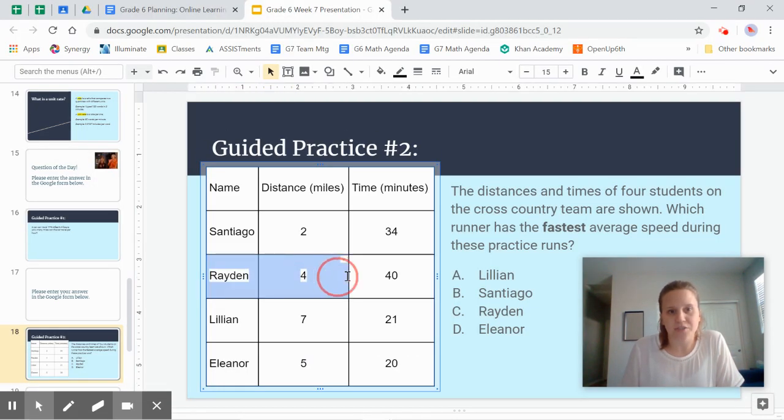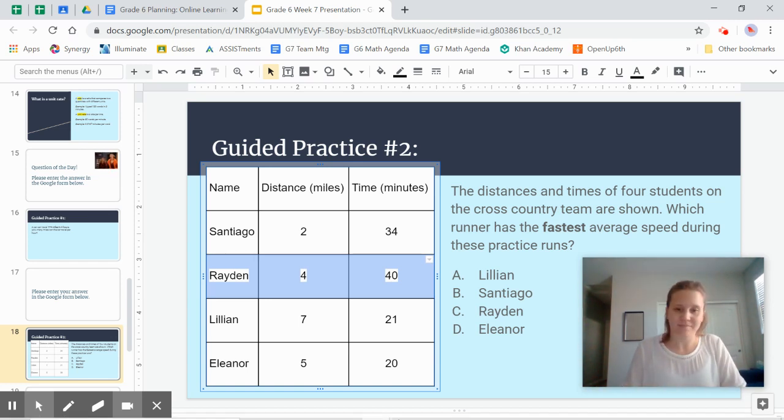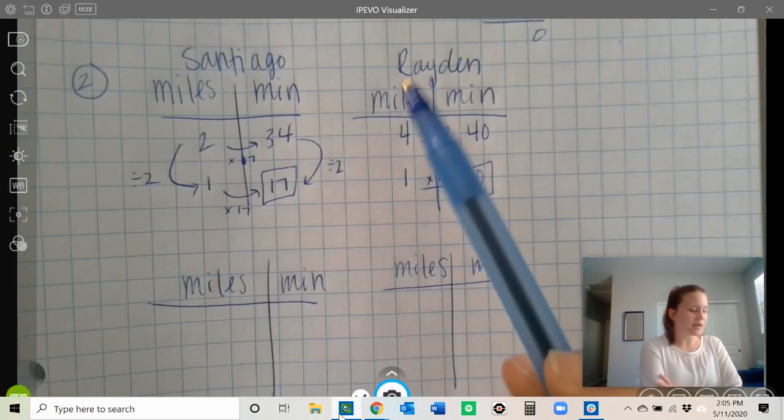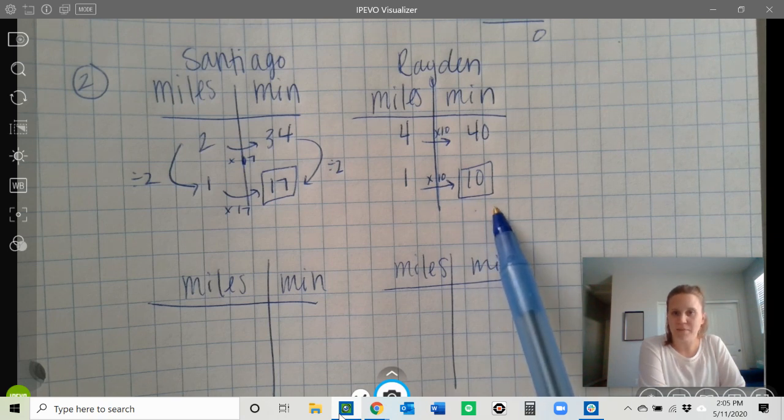Go ahead and set up your ratio table for Raiden. Take 30 seconds to find how many minutes per mile. Last 10 seconds. All right, check your work with mine. I know that Raiden can run 10-minute miles. Takes 10 minutes per mile.